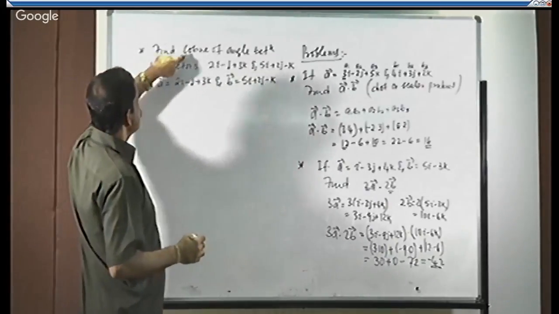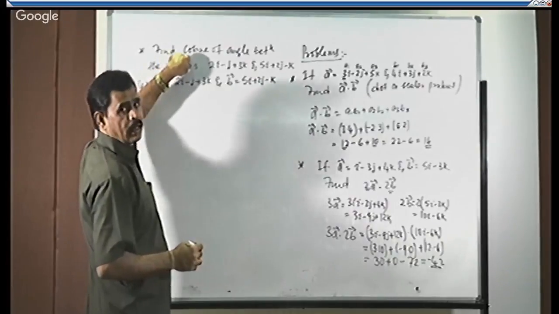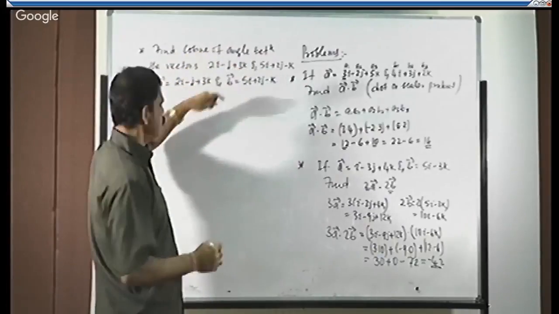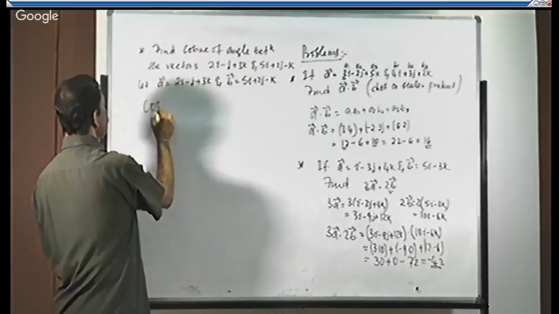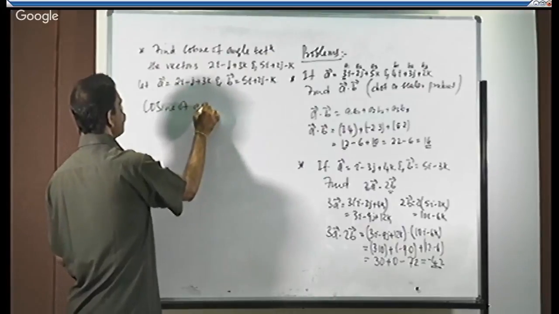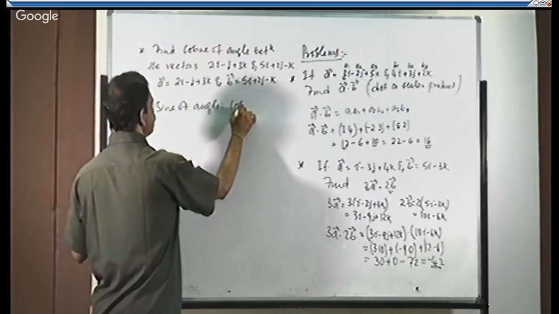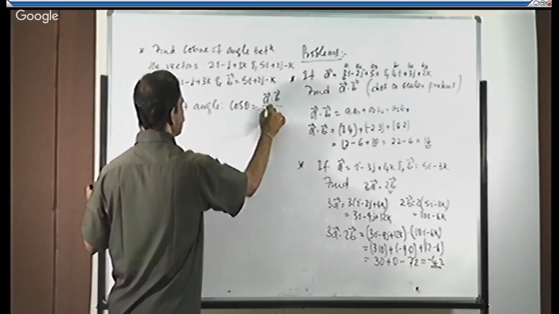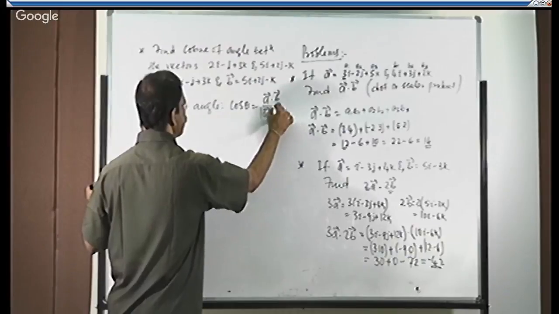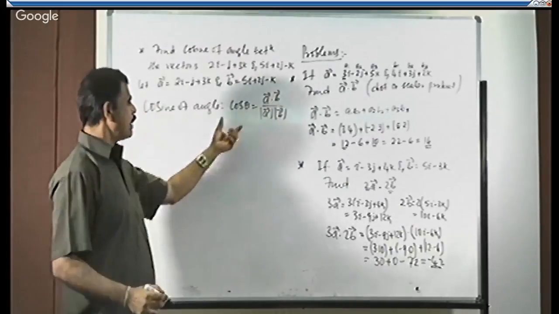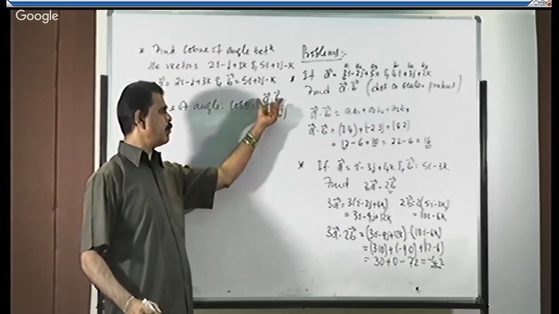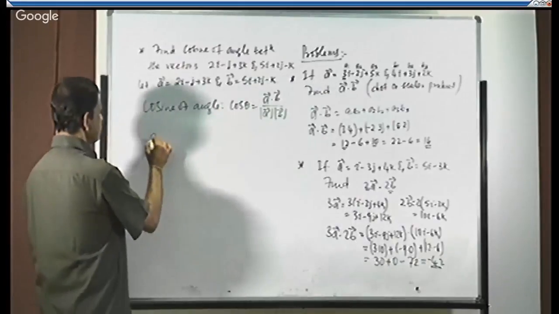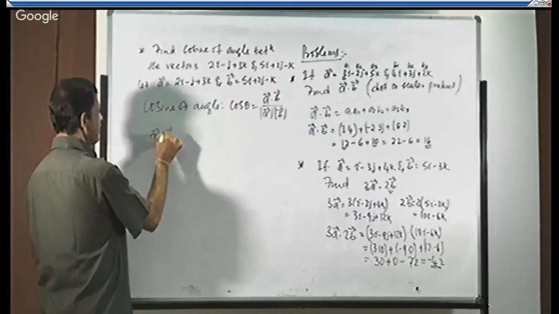What have they asked? They want to know the cosine of angle between the vectors. Write the formula. Cosine of angle is what? Cos theta is equal to A dot B divided by magnitude A into magnitude B. To substitute in this formula, we need A dot B and magnitude A, magnitude B, right? First get A dot B.